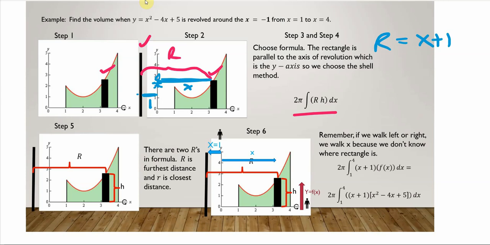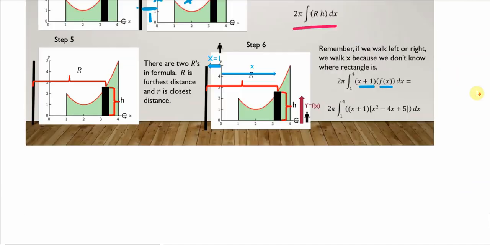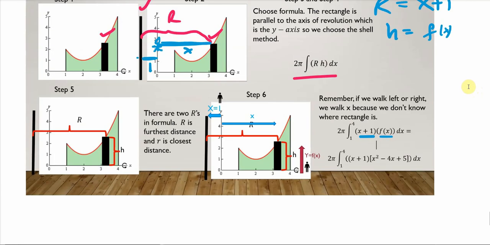Okay? So now what's the definition of height? The height is going to be top minus bottom. So it's just going to be the function f of x. So let me put here f of x. And now we have x plus 1 times f of x. I don't know if that's my last example. Let me check. Yep, that's my last example. So that concludes the video on the washer and the shell method.